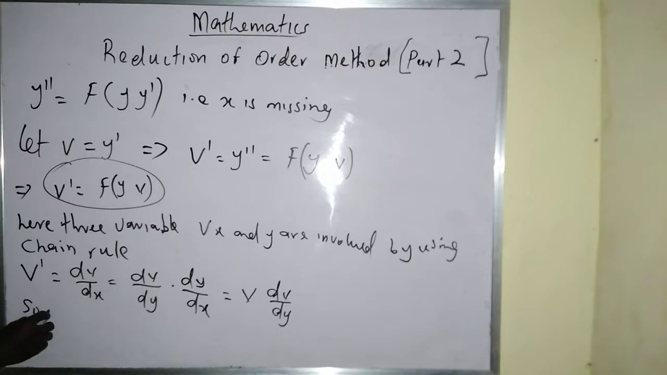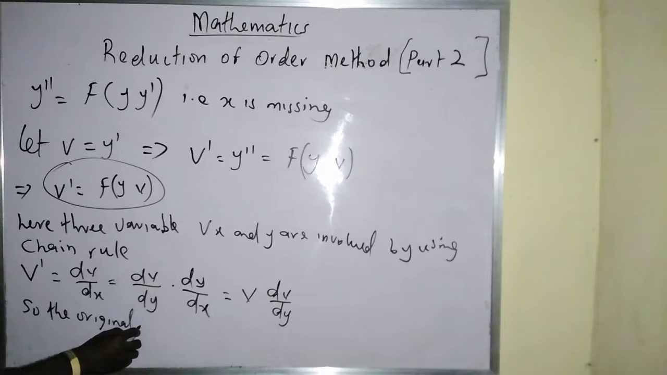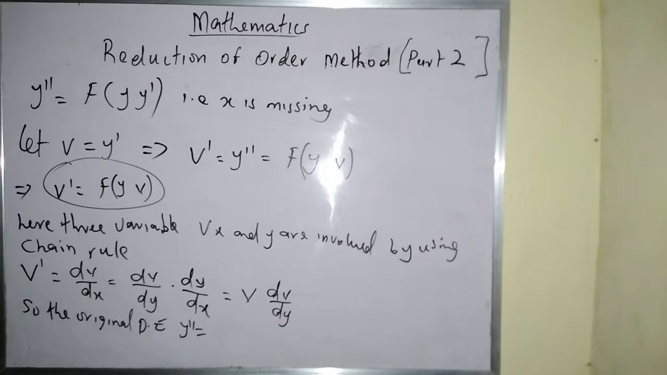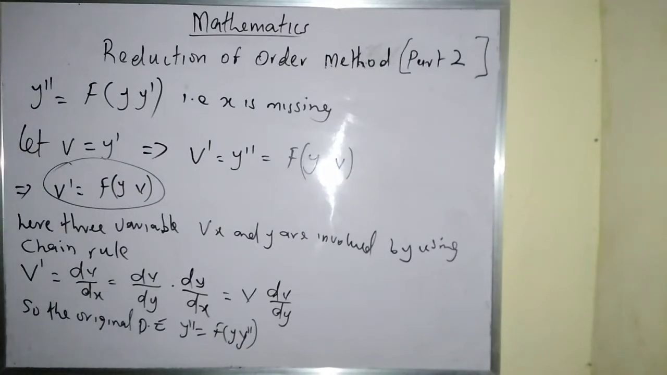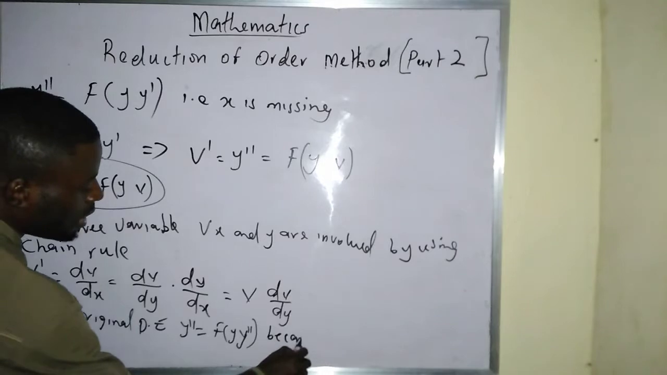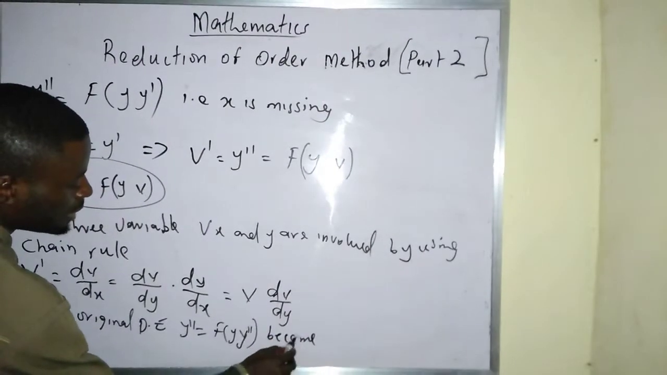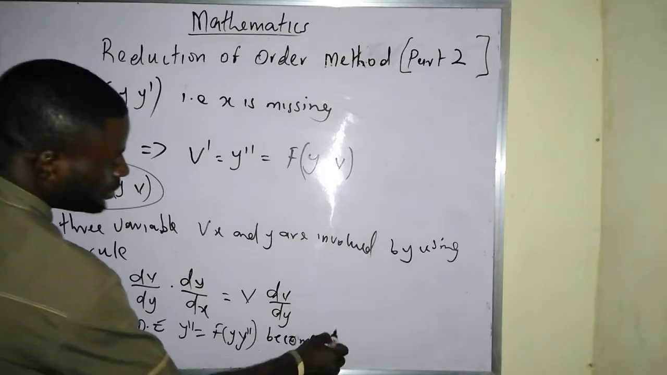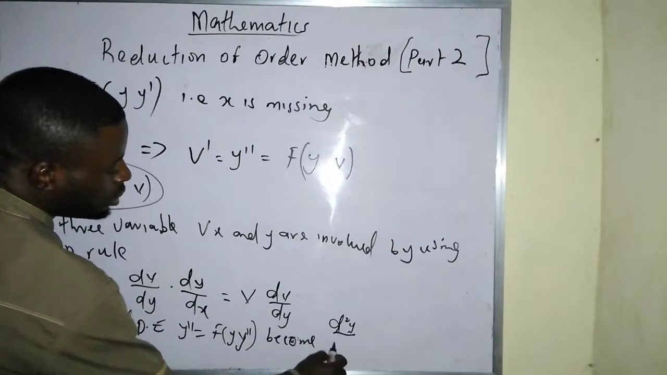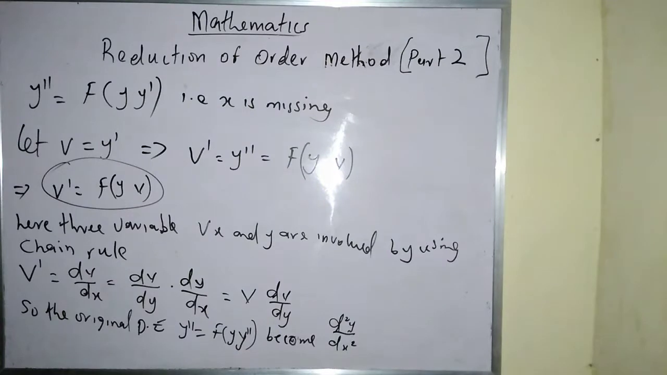Now, so originally the original differential equation y prime prime equals f of y, y prime, double prime, using the second order, became, or become, let me use become, to become d squared y all over dx squared. That is what we normally call second order.